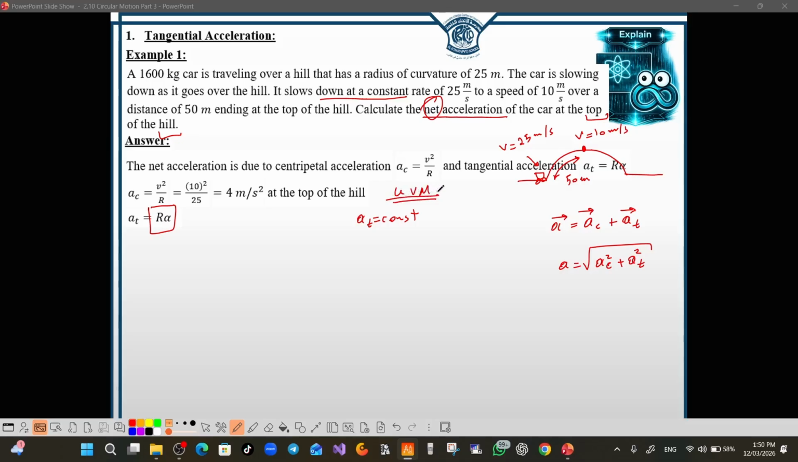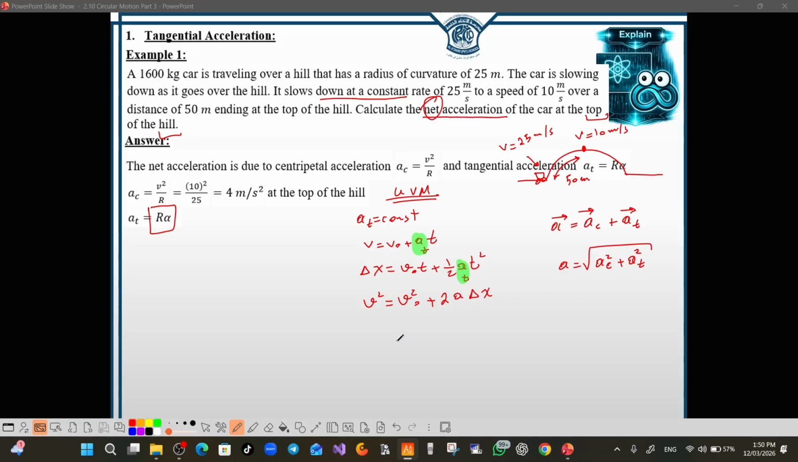And we know that in uniformly varied motion, we have a set of equations that can be used here. V is equal to V0 plus at. Delta x is equal to V0 t plus half a t squared. Remember, this is the alpha. The acceleration here is the tangential acceleration. And V squared is equal to V0 squared plus 2a delta x.